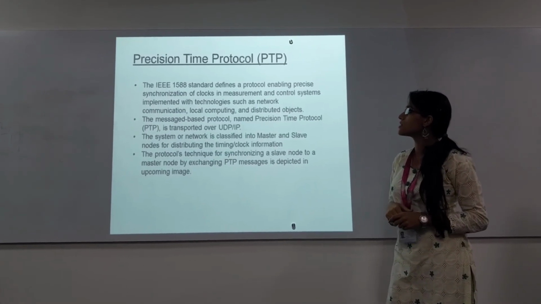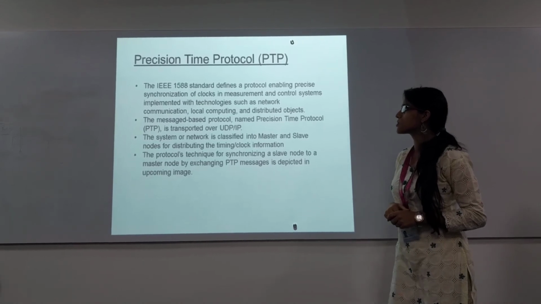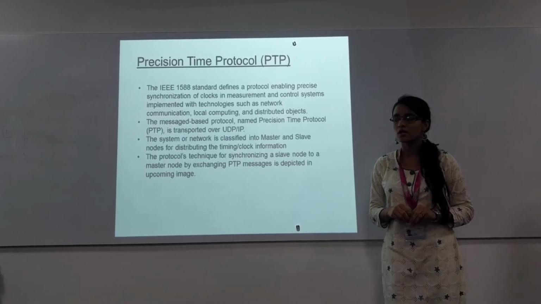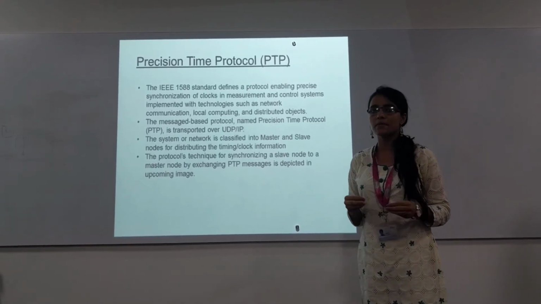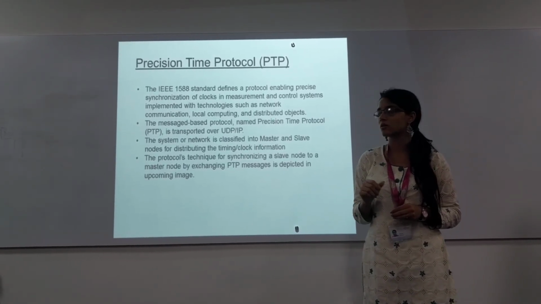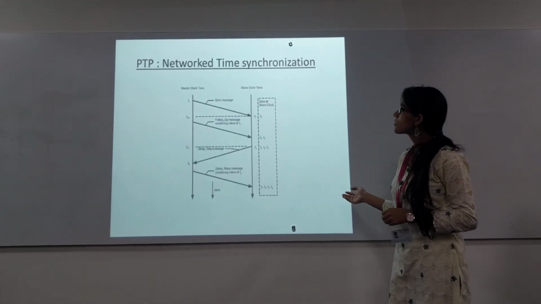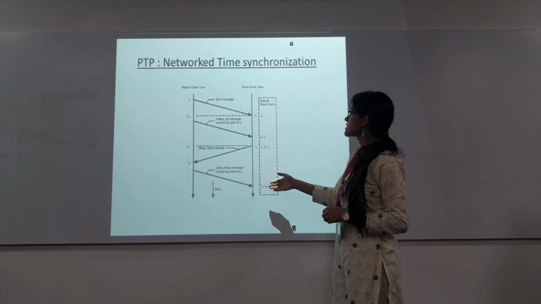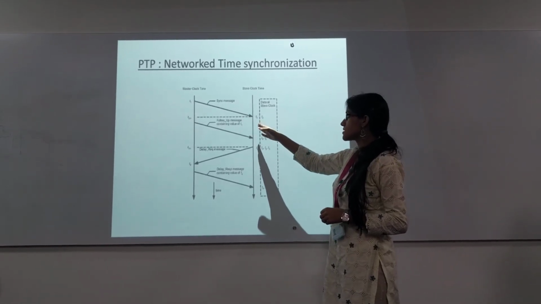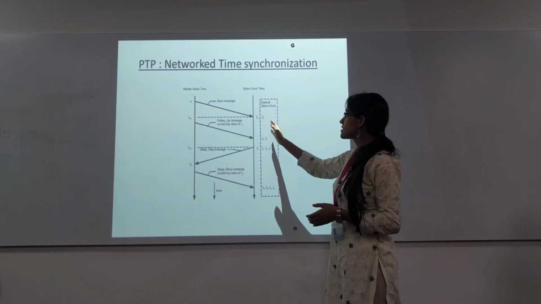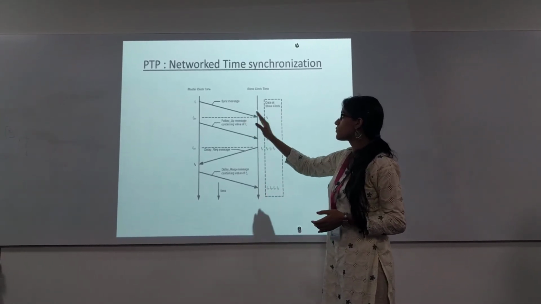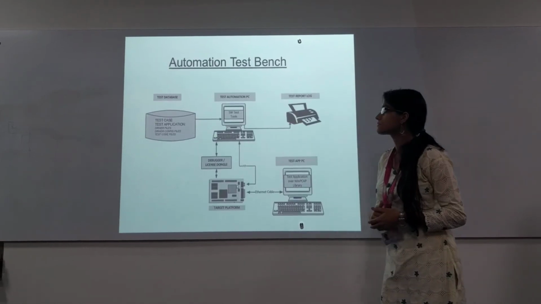Another thing is the Precision Time Protocol. It is basically a master-slave clock protocol. There is a master and a slave, and they both communicate with the help of a clock. This describes how PTP functions. This is the master, this is the slave. The master sends a synchronization message, and accordingly the slave sends a response, and this way they are able to communicate with each other, and both function on the same clock.